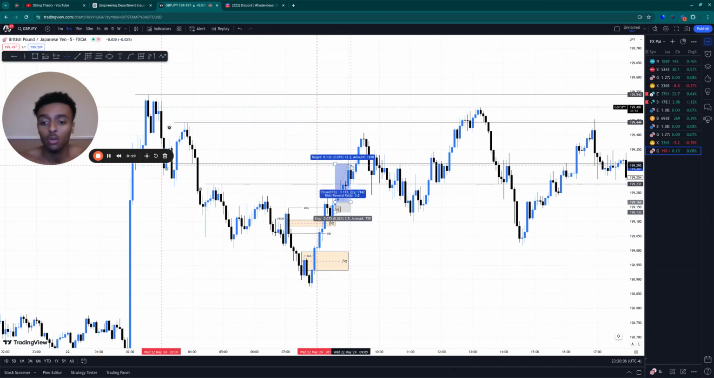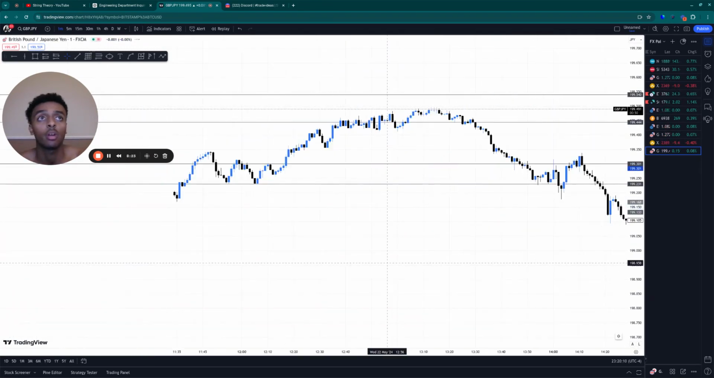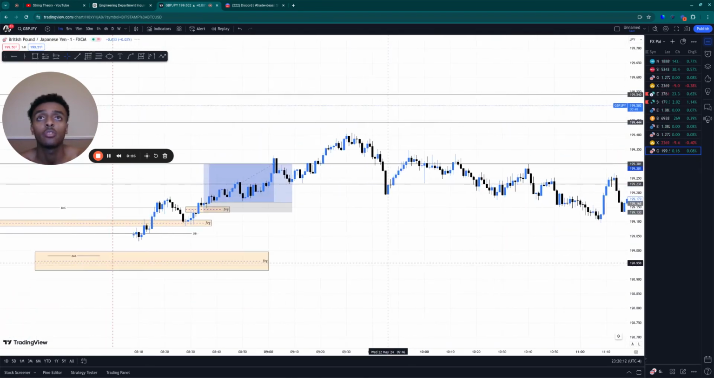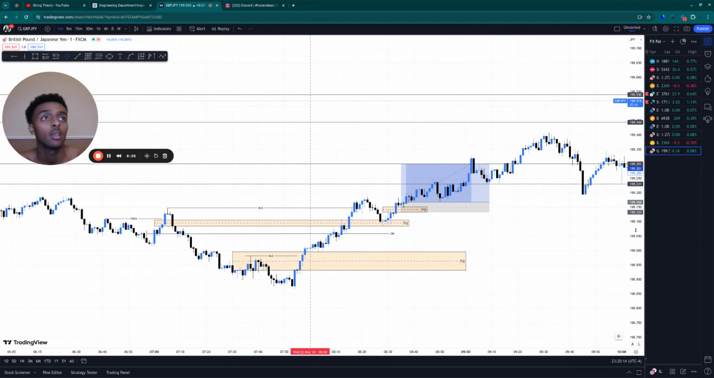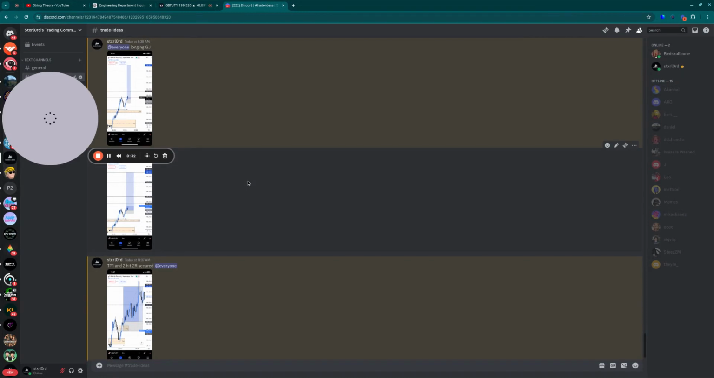So great trade overall. We took a 1 to 3.8 here, but as far as securing profits goes, we secured about 2.5% today. Great trade, and this was also given to the Discord as usual.